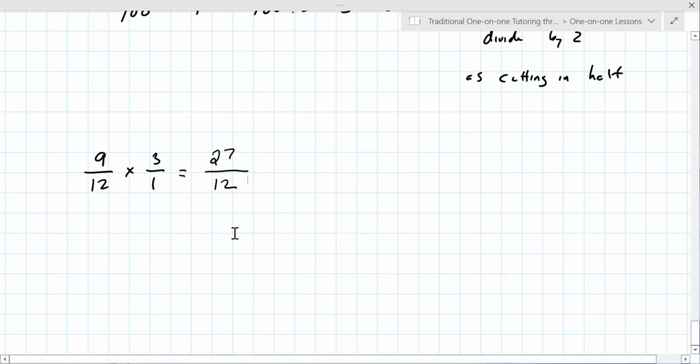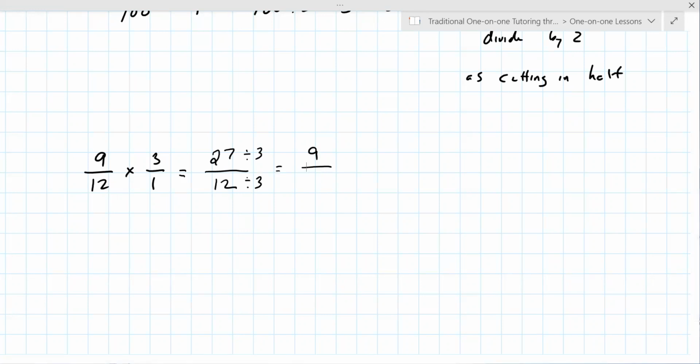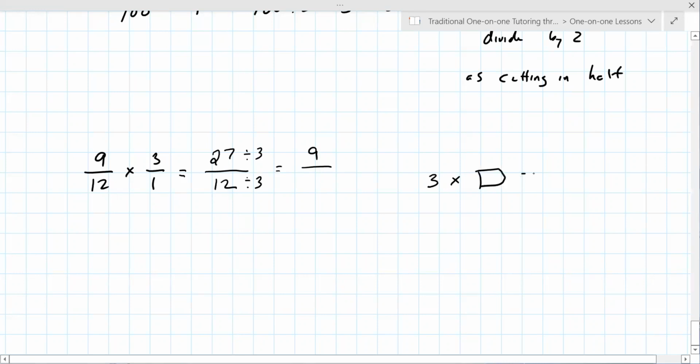Okay. 2. How about 3? 9. Okay. What's the bottom? 3. 12 divided by 3. Try again. So think of it this way: 3 times some number equals 12. 4.